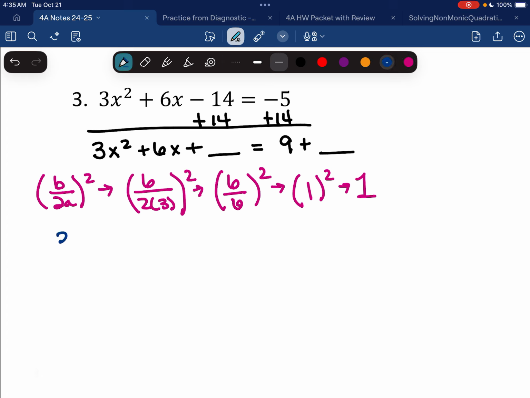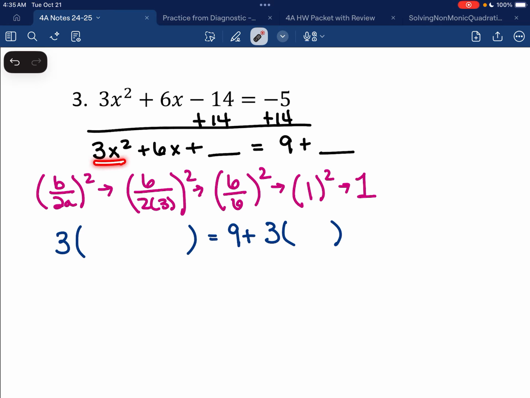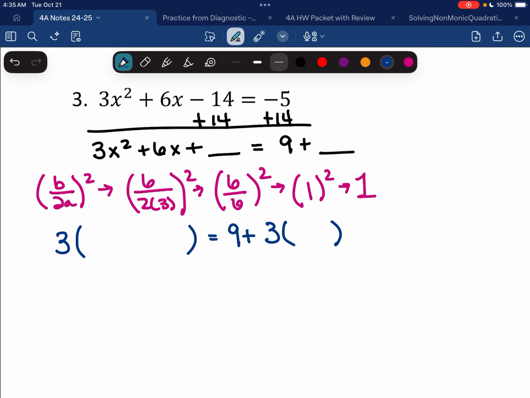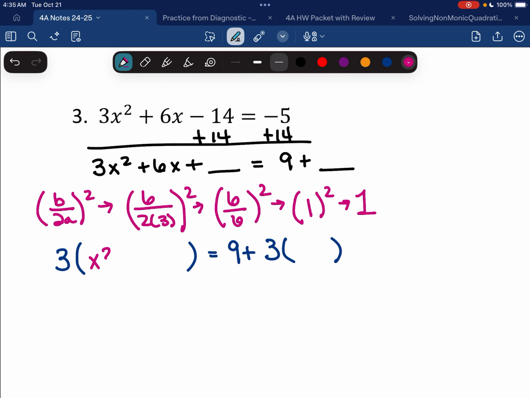So I'm going to say 3 equals the 9 plus, and I'm going to throw 3 out in front because I'm going to pull it out on both sides. And then I'm going to rewrite the problem. So coming back to the top, I got 3x squared divided by 3. I'll put my value here. 6x divided by 3, I'm going to put that value here, and then I'm just going to put a space. So 3x squared divided by 3 is x squared. 6x divided by 3 is 2x.